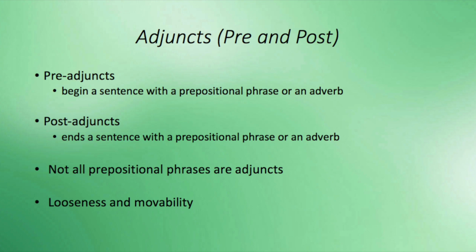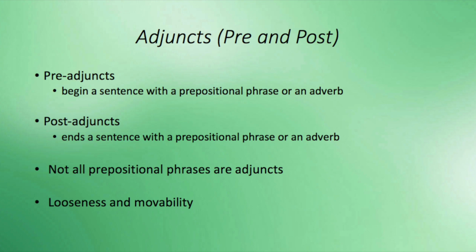So adjuncts never fall in the middle of a sentence, therefore they are either going to be pre or post adjuncts. Pre adjuncts being those that begin a sentence, and post adjuncts being those that end a sentence. And all of the stuff from the previous slide applies to this with using adverbials and prepositional phrases and so on. And here we have noted again that not all prepositional phrases are adjuncts. That is super important.